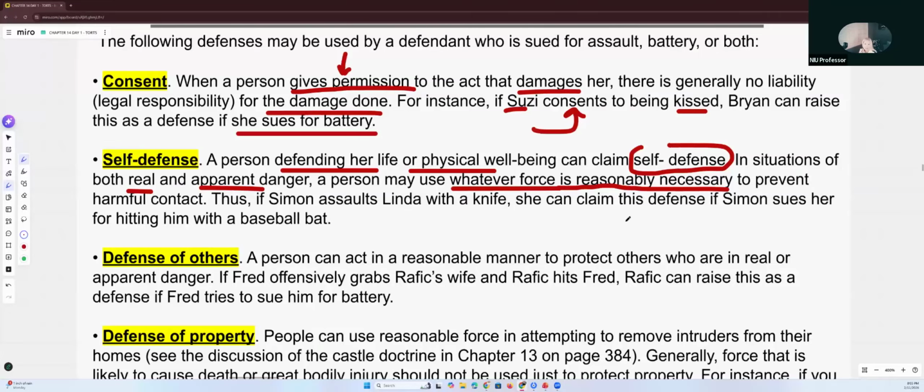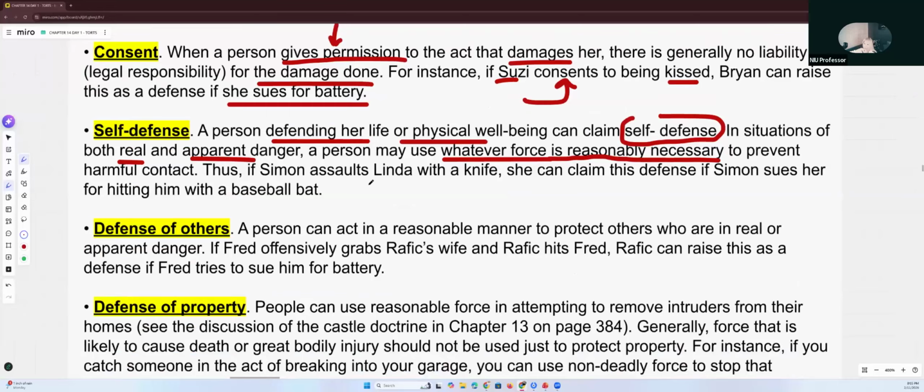Okay. All right. Defense of others, everyone. Let's look at our example. Simon assaults Linda with a knife. She can claim this defense, self-defense, if Simon sues her for hitting him with a baseball bat. So now your book is telling you that a knife. So Simon comes over. Remember what assault means? It doesn't mean that Simon actually made contact with her with this knife. Assault means that he created some apprehension to make her feel a little bit threatened. Maybe he had the knife and he's walking towards her.